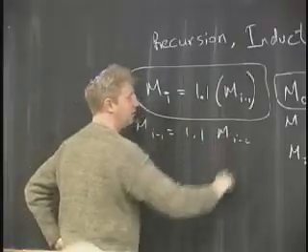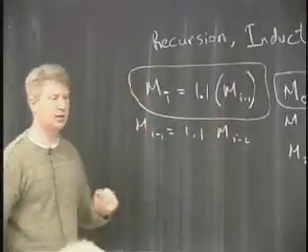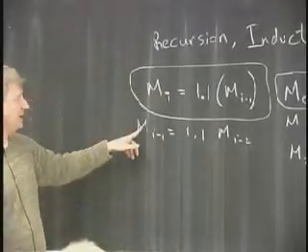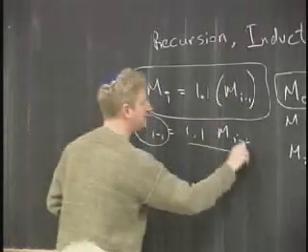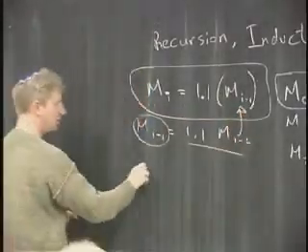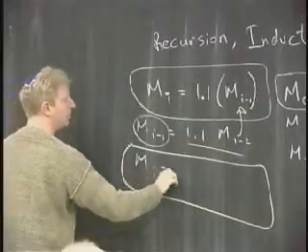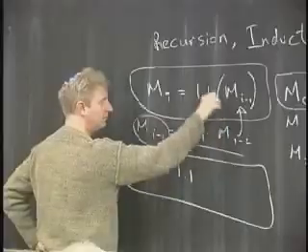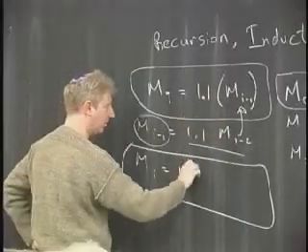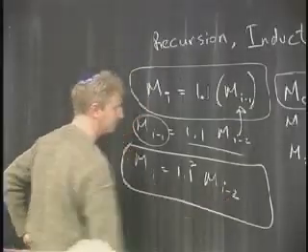1.1 m_{i-2}. Okay, in place of i I put i minus 1, so i minus 1 minus 1 is i minus 2. And now I take this. My whole goal was to get rid of this m, and now I put this back here. And here's what I get as my result, which I'll circle. m_i equals 1.1 times 1.1 squared times m_{i-2}.